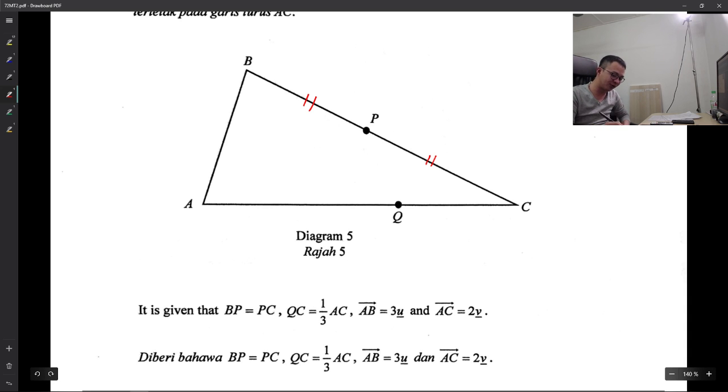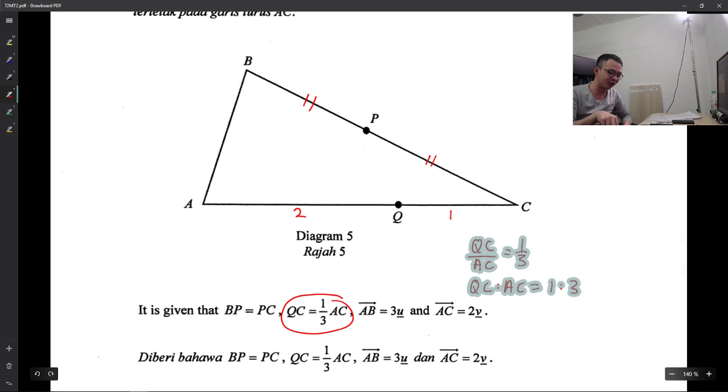If you're not sure how to write the ratio for this one, I always recommend students write it as a fraction. The AC will move here, so QC over AC equals 1/3. So QC will be 1, AC will be 3. This is how I change the equation into a ratio. Then we know AB is 3u, and we know AC is 2v.